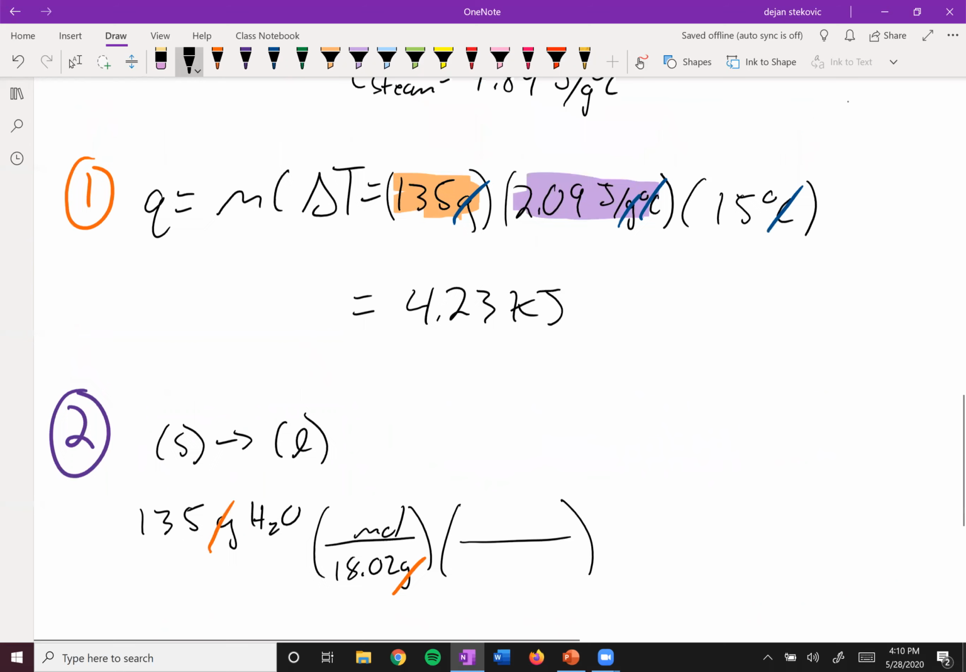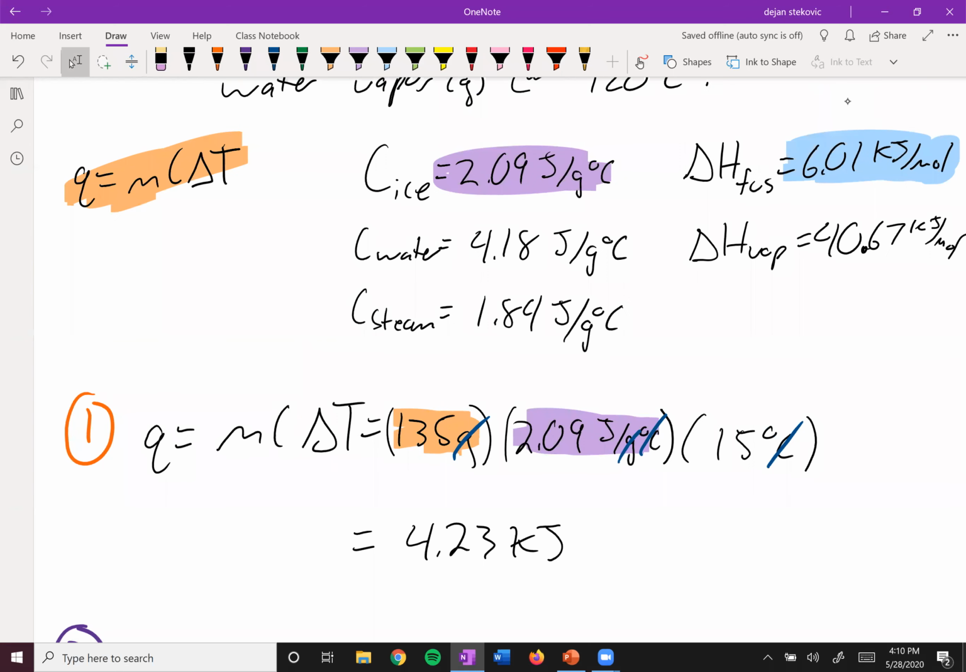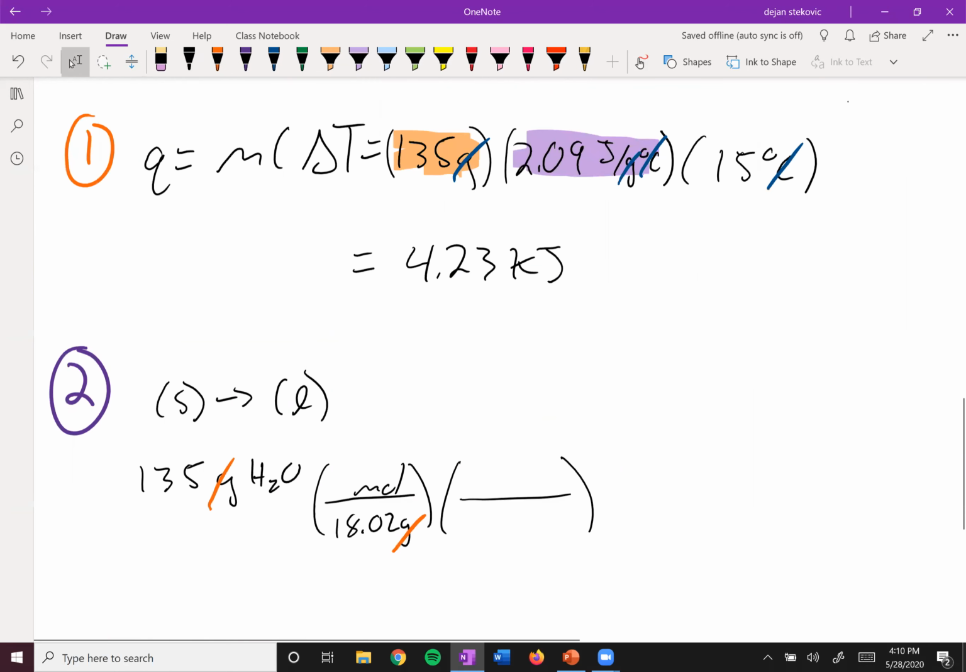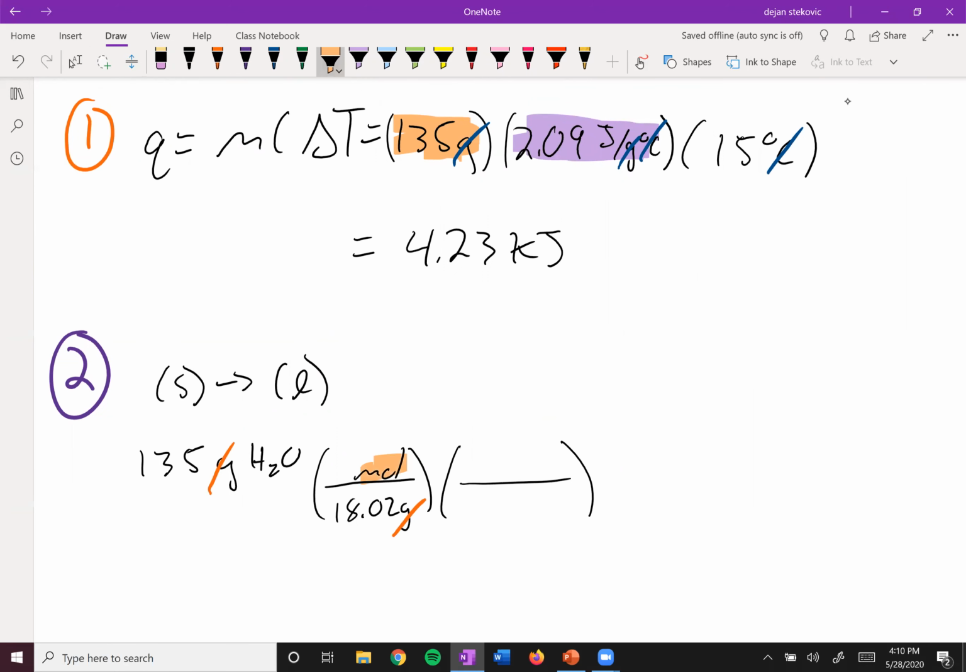And then we can do another conversion factor, right? This is 6.01 kilojoules per mole. We have mole up here, so we want mole down here. So we put this 6.01 kilojoules per 1 mole down here. The moles will cancel out, and then we're left with an energy of 45.02 kilojoules.